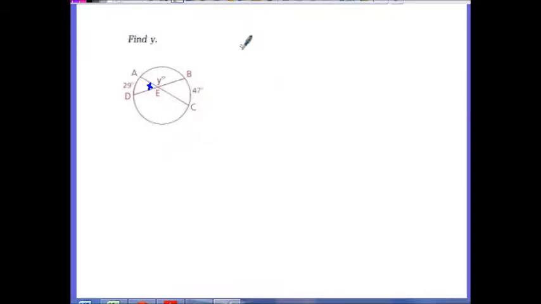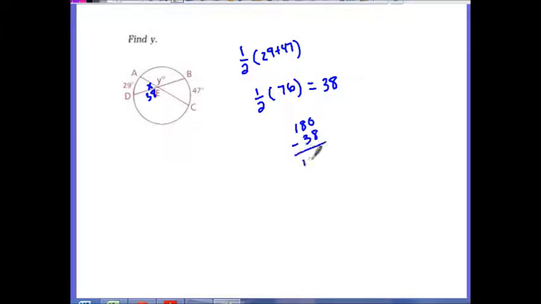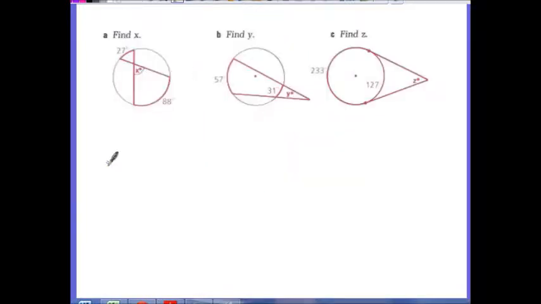So let's try that. 1/2 the sum of the 2 arcs is going to give me 1/2 of 76. 1/2 of 76 is going to be 38. If angle X is 38, 180 minus 38 is 142 for the measure of Y. Now we have 3 to try. Let's see what you can do.